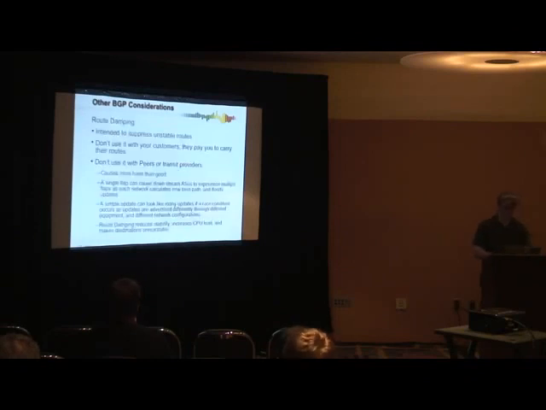Another consideration is route damping. Initially, people thought this was a great idea. The intention here was to increase stability. So what happens is when a route flaps, you basically penalize it, and as it flaps increasingly more rapidly, you start listening less and less to those updates. So eventually you penalize it and you say, I'm not going to listen to you for a while because you flapped so much. Figure out what's going on, stop flapping, and then I'll start listening to you again.